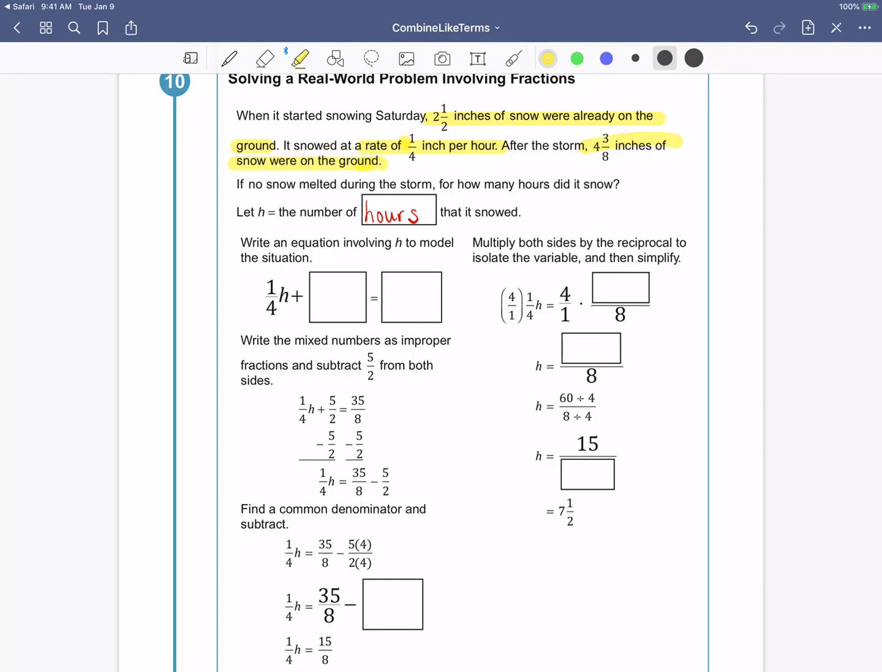Okay, so now I can go ahead and figure this out. Well, I have the 1/4 out of the way. Now 2.5 was already there, so it's going to be added to that 1/4 because my total after the storm is going to be 4 3/8. Write the mixed numbers as improper fractions. This is a very important step. Please do not try and solve all this work using the mixed numbers, okay? You want to do it in improper, it'll make your life much easier.